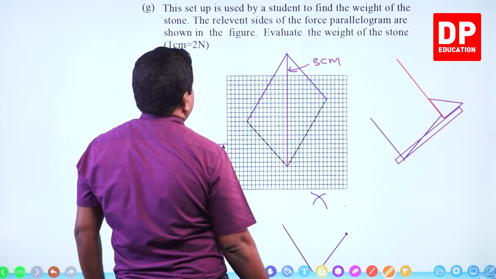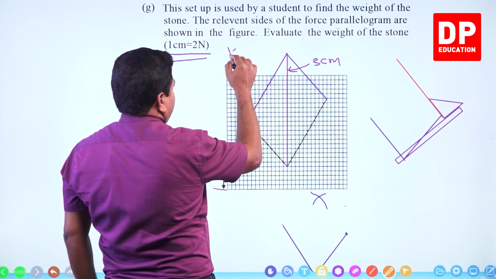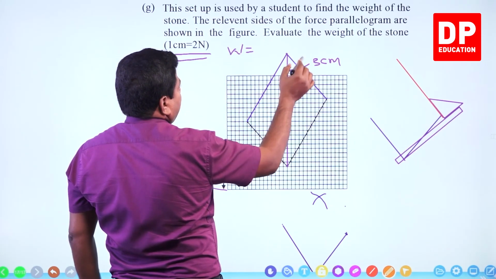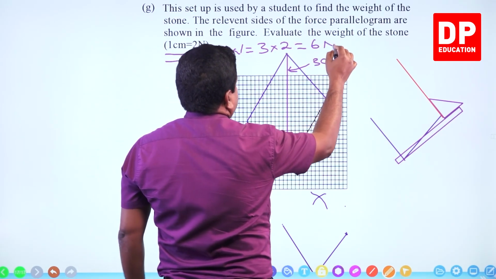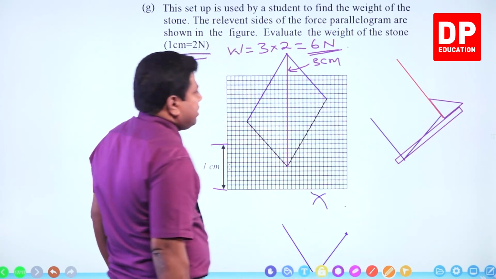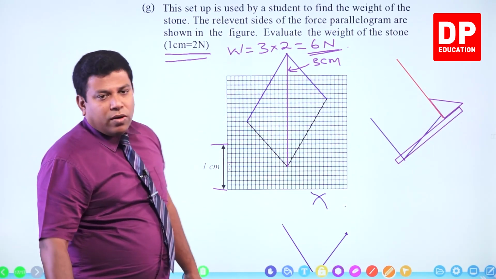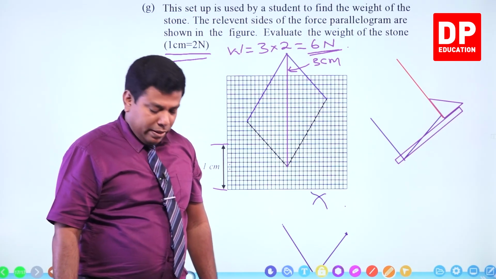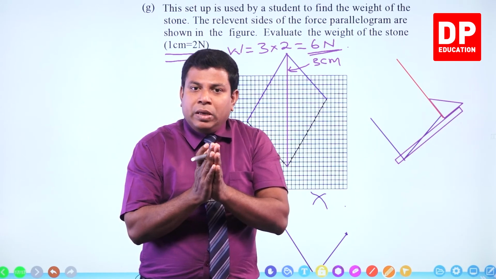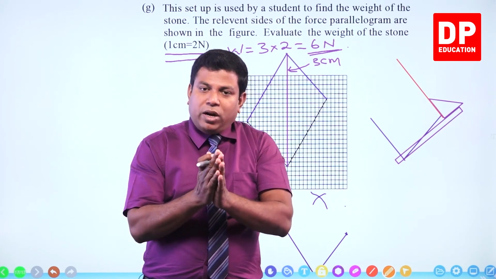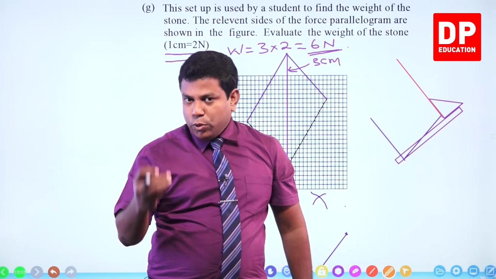It's given 1 centimeter is 2 Newton. So weight has to be 3 centimeter into scale. You get 6 Newton as the answer. Right? So this was the last part of that exam question. So very simple. We have verified the law of parallelogram, and then using that law of parallelogram and the same setup, I have shown you how to find the unknown weight.